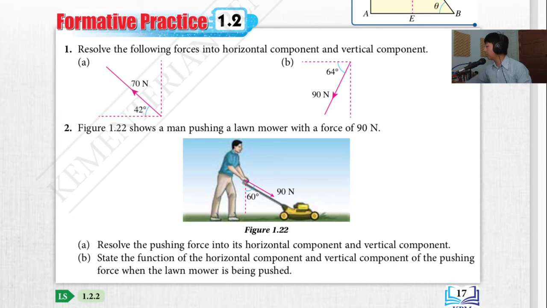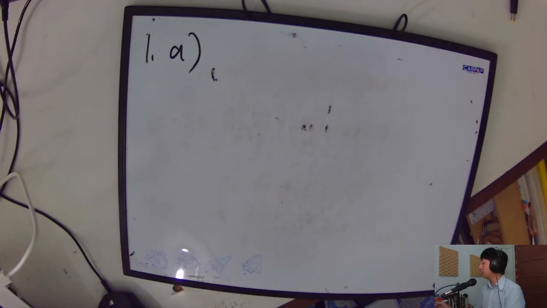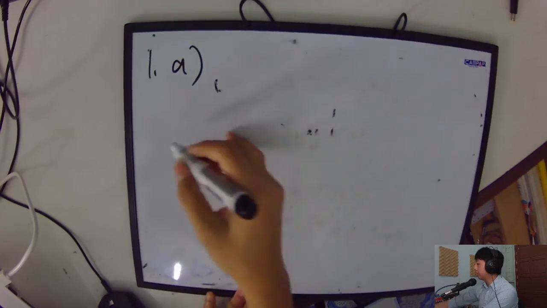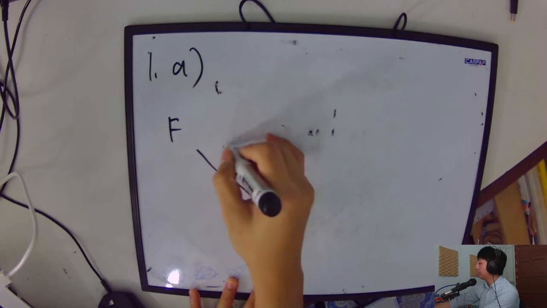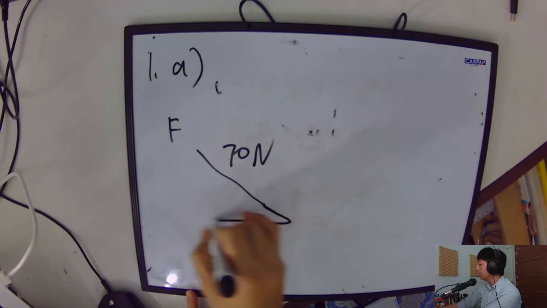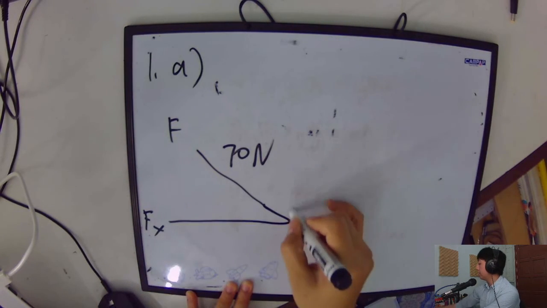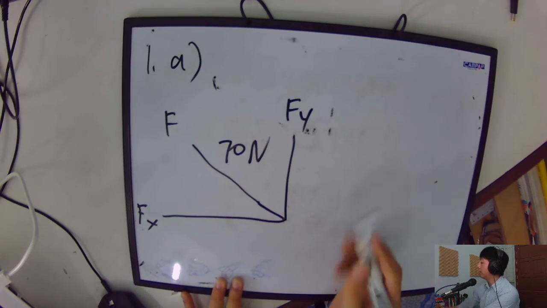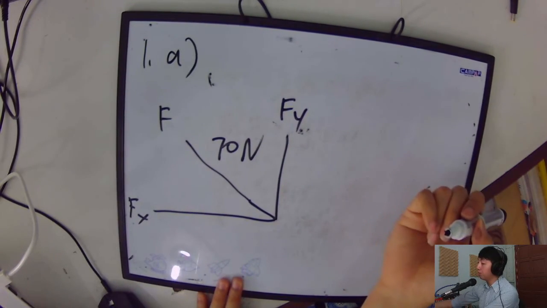And I'll be trying to solve that as well. So let's do it step by step. All right. So let's look at the question and let's do it step by step. So you have your force, 70 newtons. So we write down our horizontal force, Fx, and our vertical force, Fy. So we just use the same formula that we studied just now.